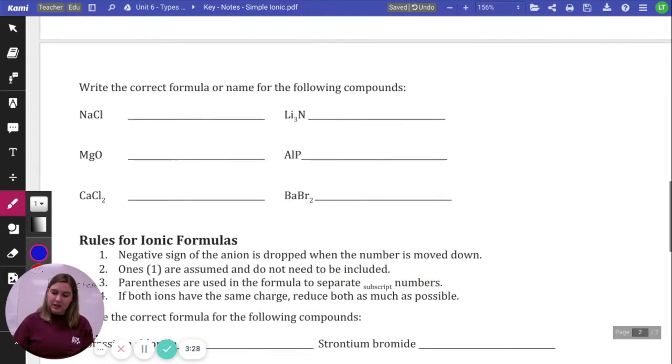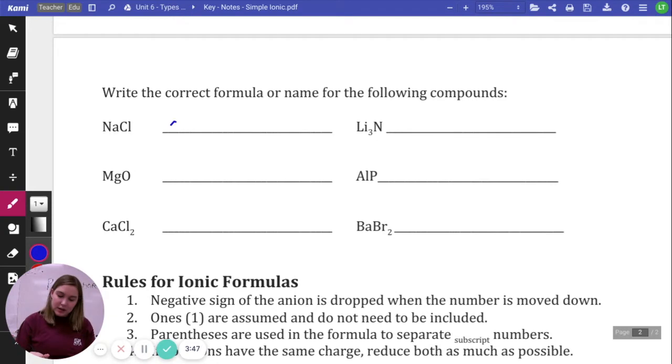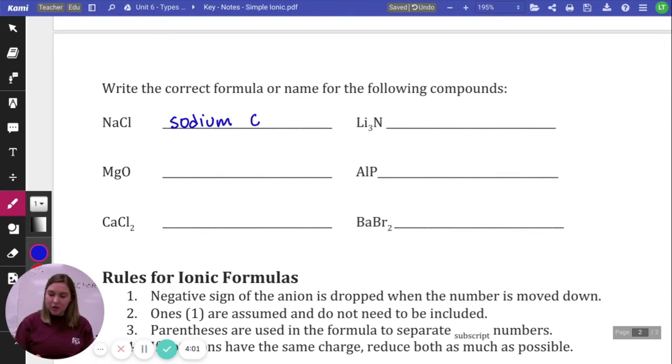All right, let's go ahead and start with these first ones. It says write the correct formula or name for the following compounds. Since we're given the formula, we are going to write the correct name. For this first one, we have NaCl. Na is our metal, so its name remains unchanged. Na is sodium, so it's going to stay sodium. Then Cl is chlorine. Its ending is going to change to IDE, so instead of chlorine, it's now going to be sodium chloride.